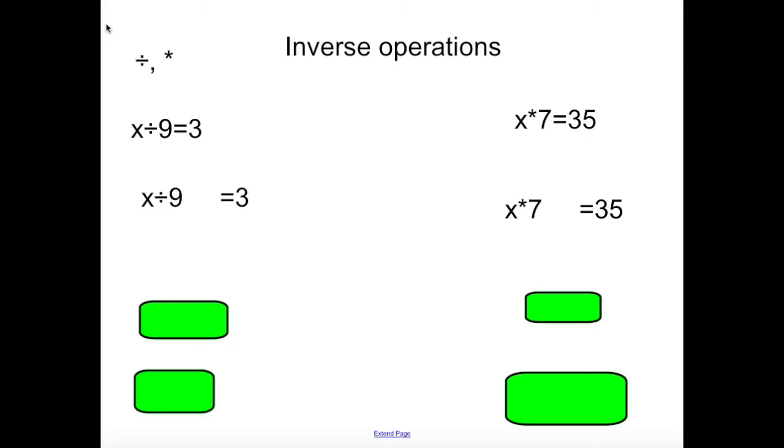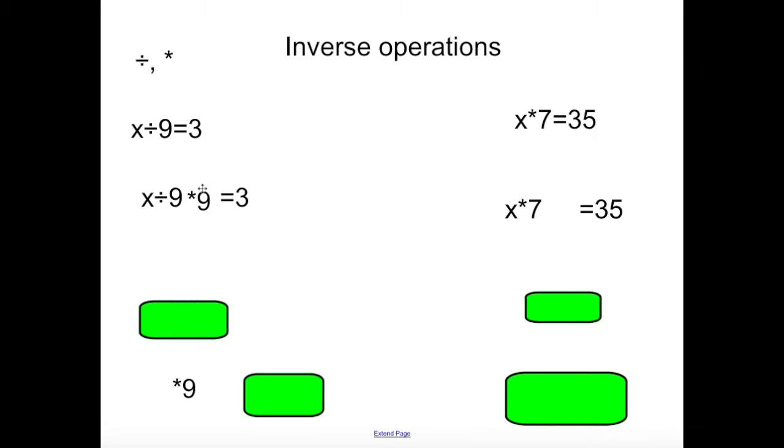Alright, so let's discuss some more inverse operations. We're going to discuss division and multiplication. The inverse of division is multiplication, and the inverse of multiplication is division. And let's use that to solve these two one-step equations right here. So, we have x divided by 9 equals 3. Now the inverse of dividing by 9 is multiplying by 9, because the inverse of division is multiplication. So we're going to do that to both sides of our equation.